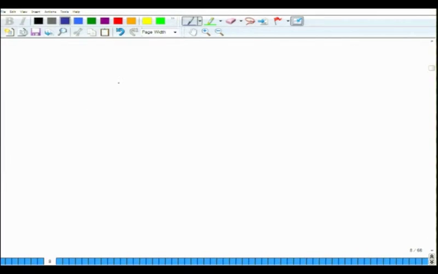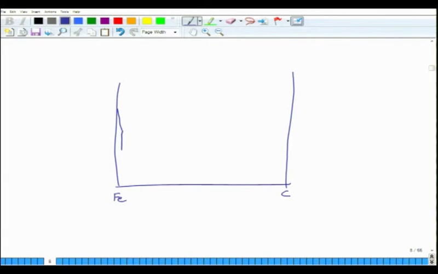So, if I draw the phase diagram of steel, this is iron, this is carbon. Steel has a eutectoid reaction. I will only draw the low temperature reaction. Okay. So this is alpha, this is alpha plus gamma, this is gamma plus Fe3C, and this is alpha plus Fe3C.